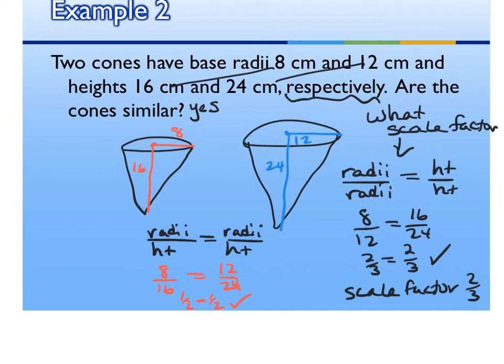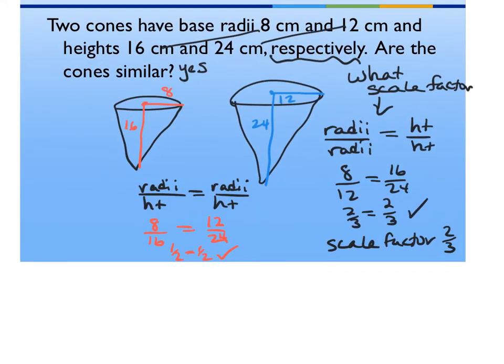Now, the theorem that we learned, remember it told you that if you have a scale factor, it's a to b. The area scale factor would be a squared to b squared, and the volume would be a cubed to b cubed.